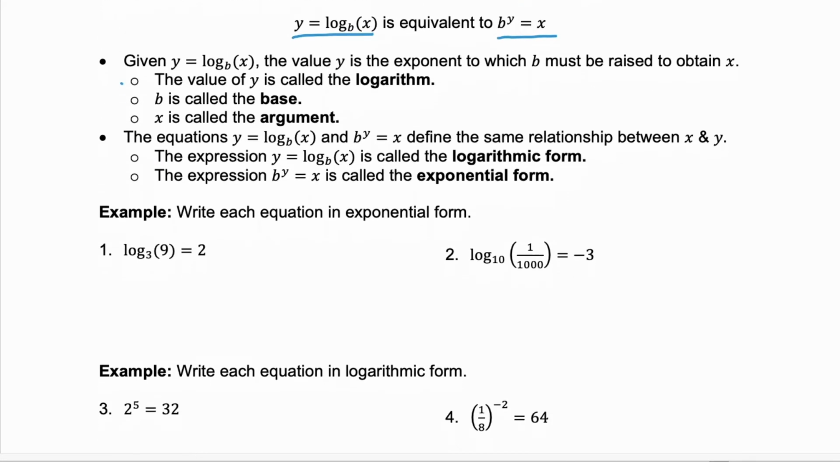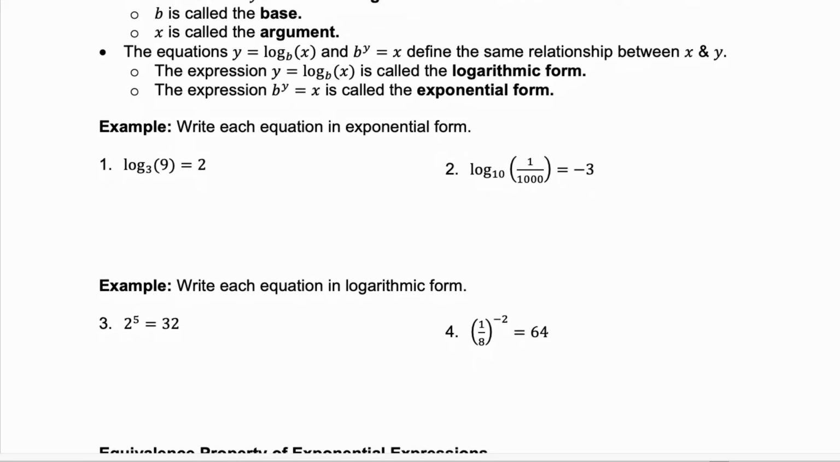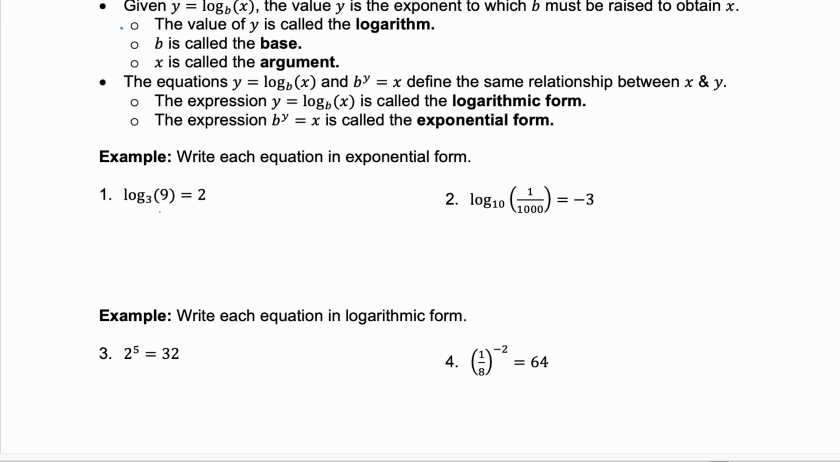Let's look at the first examples, and we're going to write each equation in exponential form. Remember that you get exponential form by taking the base, raising it to the power of that answer, or the logarithm, and it equals the argument. So 3 to the power of 2 equals 9. Let's do that again in example 2. You take the base, raise it to the power of the logarithm, and it equals your argument. So 10 to the power of negative 3 equals 1 over 1,000.